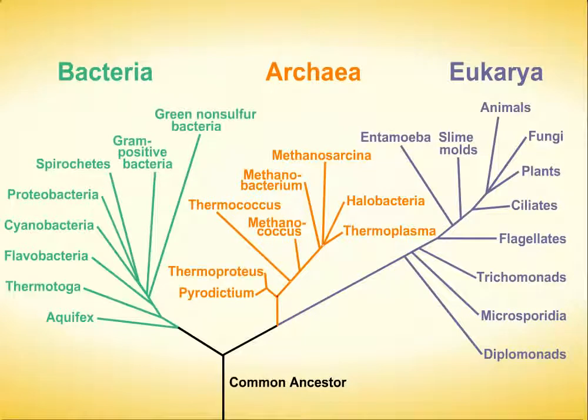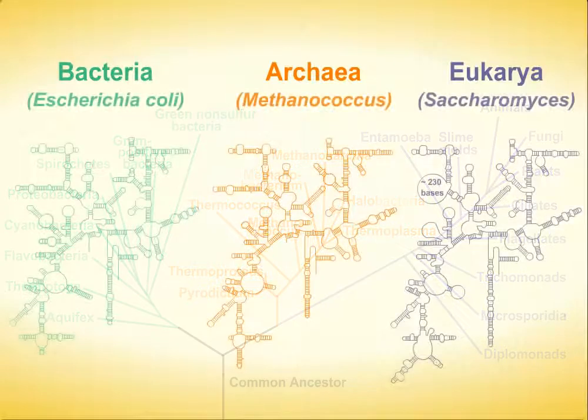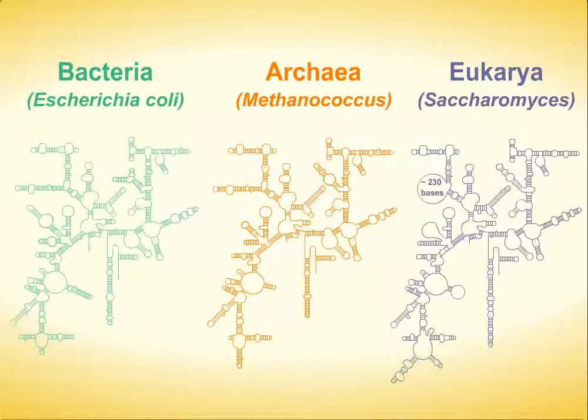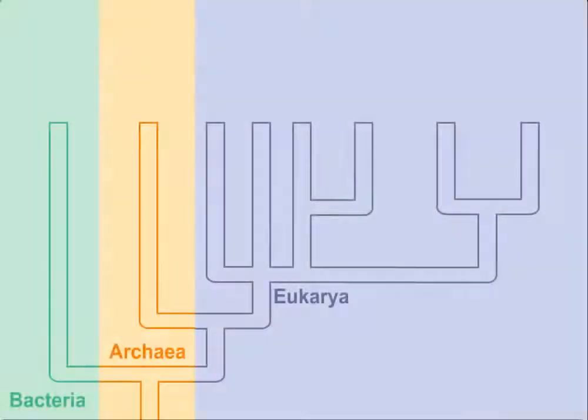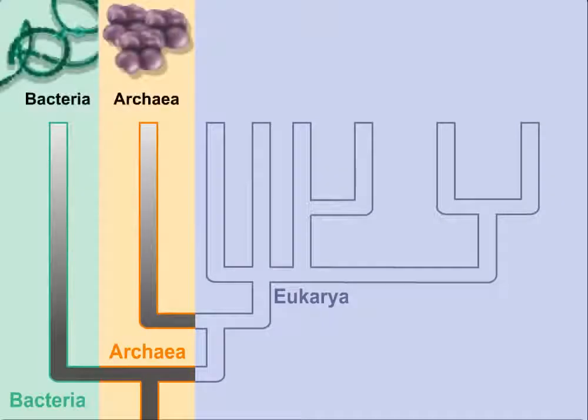Living organisms are divided into three major groups: the bacteria, the archaea, and the eukarya. The establishment and organization of these groups, called domains, is based on comparisons of nucleotide sequences of ribosomal RNA. Bacteria and archaea are similar in cell structure and are referred to as prokaryotes. These two groups can be distinguished by a number of important characteristics.